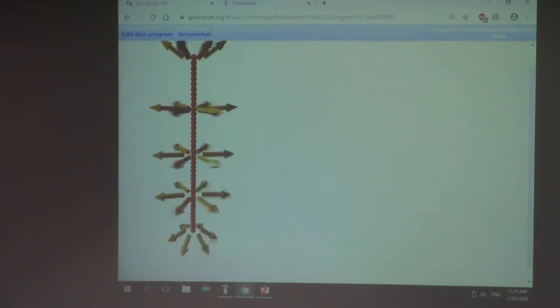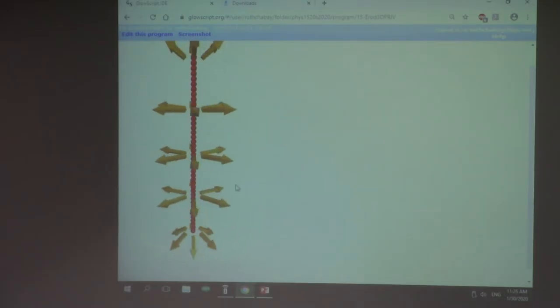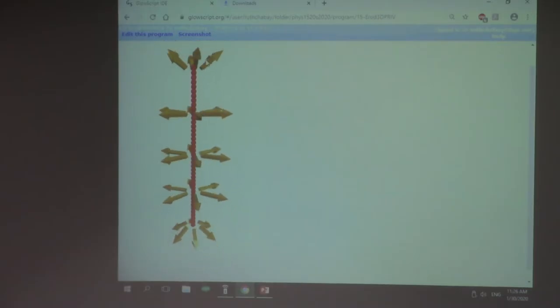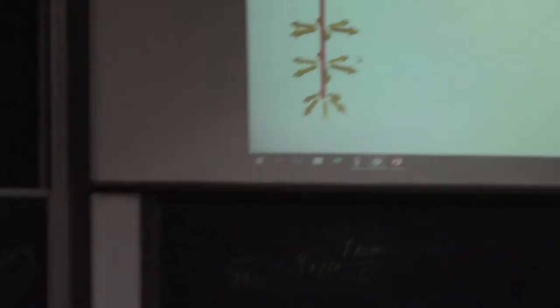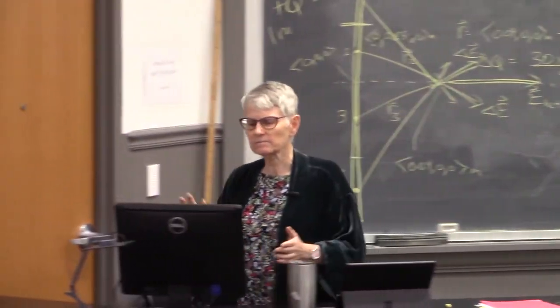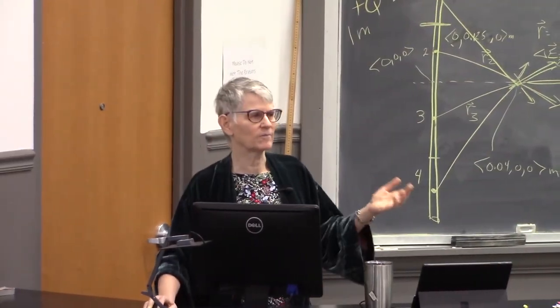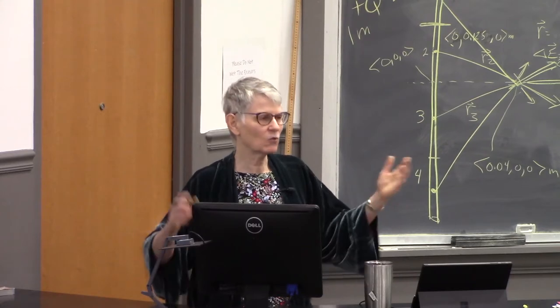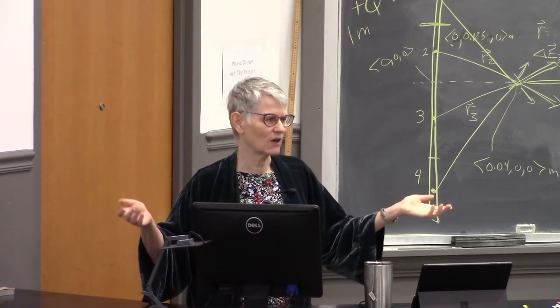Okay, so we get an electric field that's pointing away from the rod. These are all equidistant from the rod, right? They're not all in the same direction. But what we did in the program is what you just did on paper. And that really is a standard way to find the electric field of a charged object.